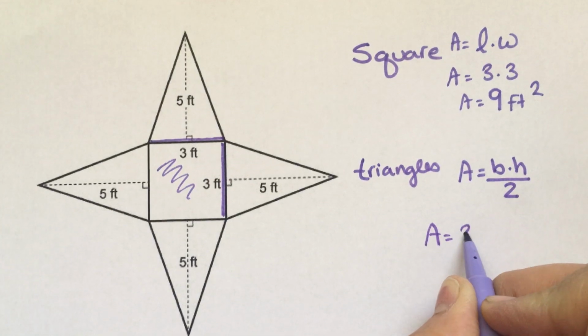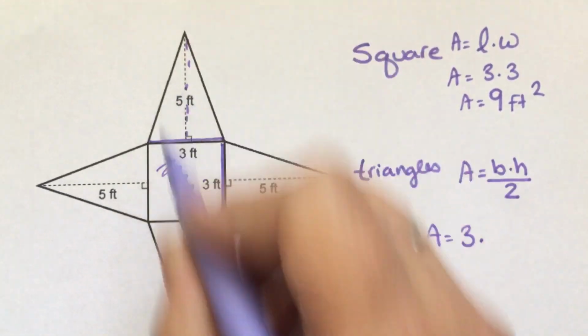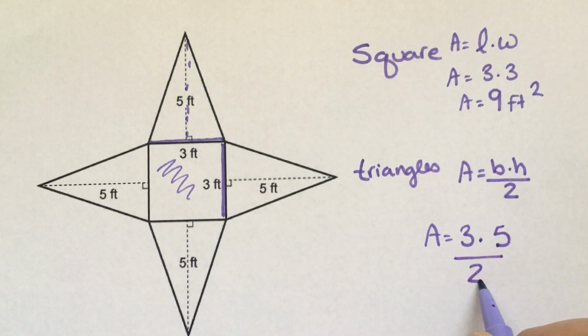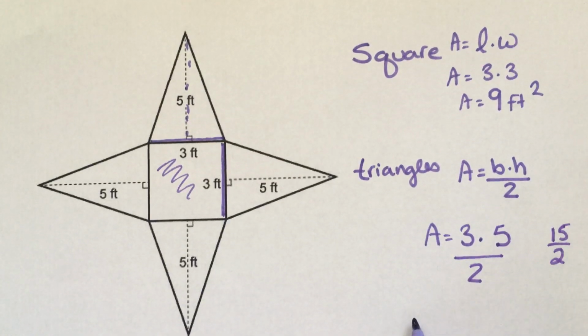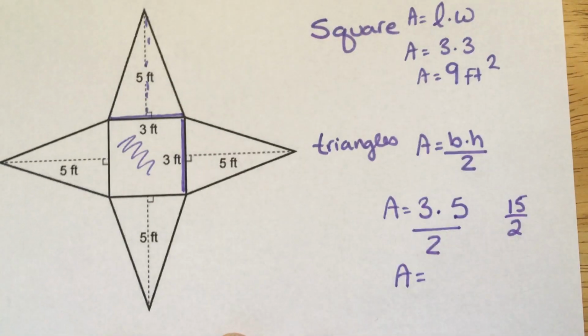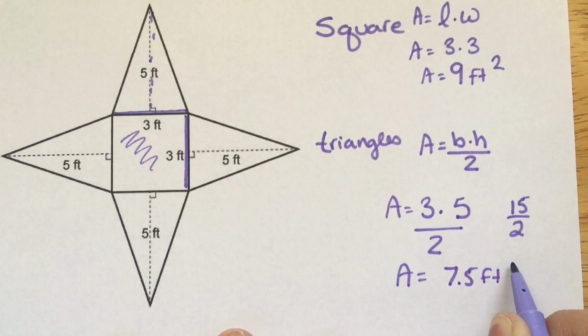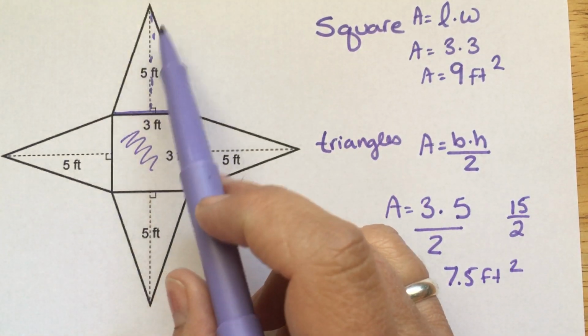So area is equal to 3 times the height. And in this case, the height of this one is 5. And we're going to divide that by 2. So 3 times 5 is 15 divided by 2. And that gives me an area of 7.5 feet squared. Okay? I'm not done yet because I have to realize that's only the area of one triangle.